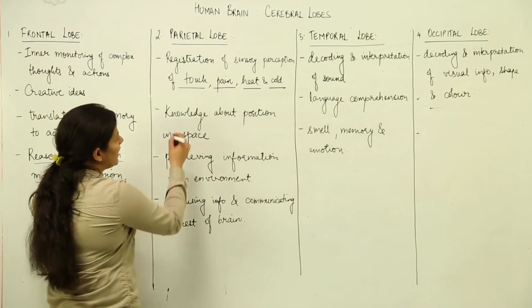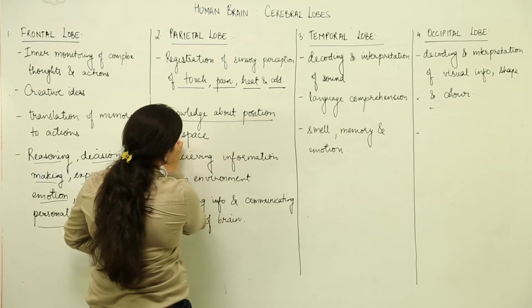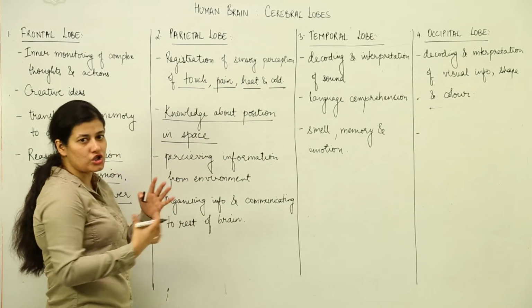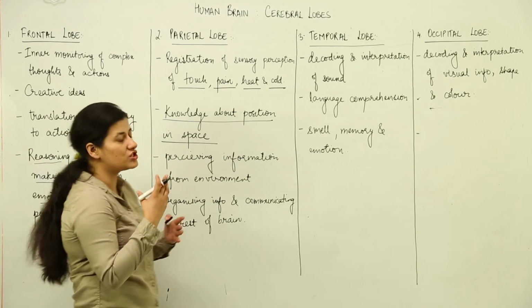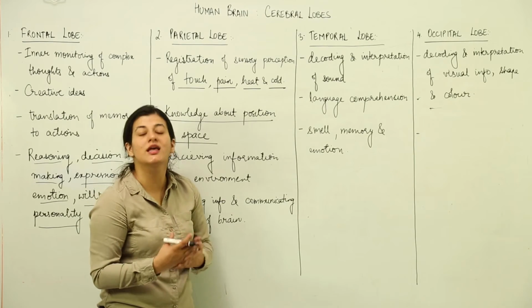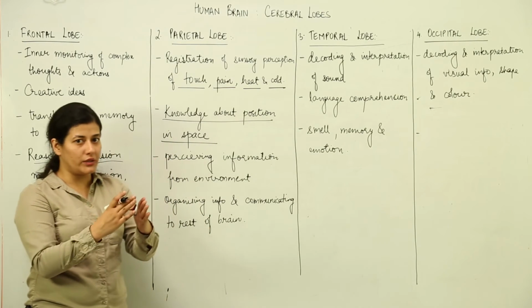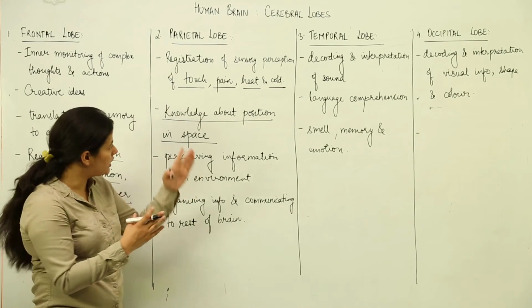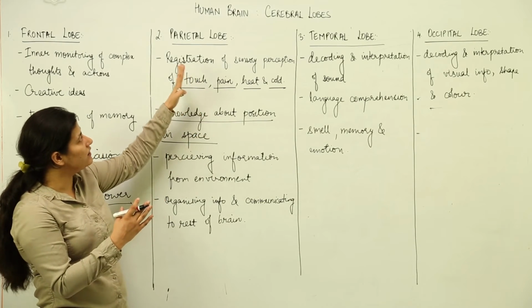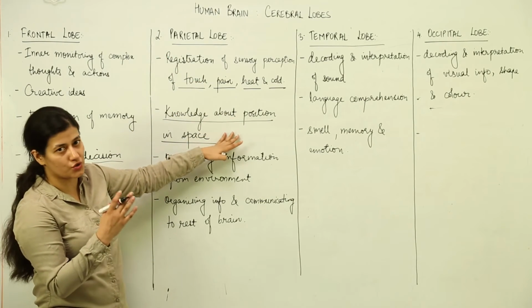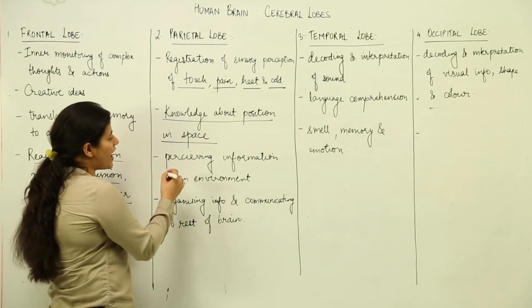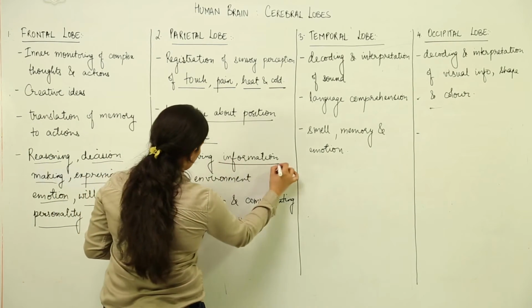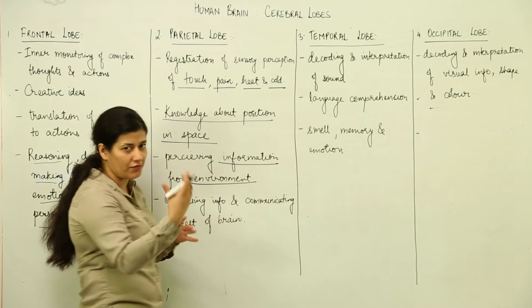Next thing is the knowledge about position and space, that means the posture making process. Apart from the cerebellum, which is a part of the brain important for maintaining postures and equilibrium. How do we know that we are standing in a correct position? That is also being perceived, and the parietal lobe plays an important role in that, with the functioning of the cerebellum, of course. Then we have perception of information from the environment, whatever the environment is.